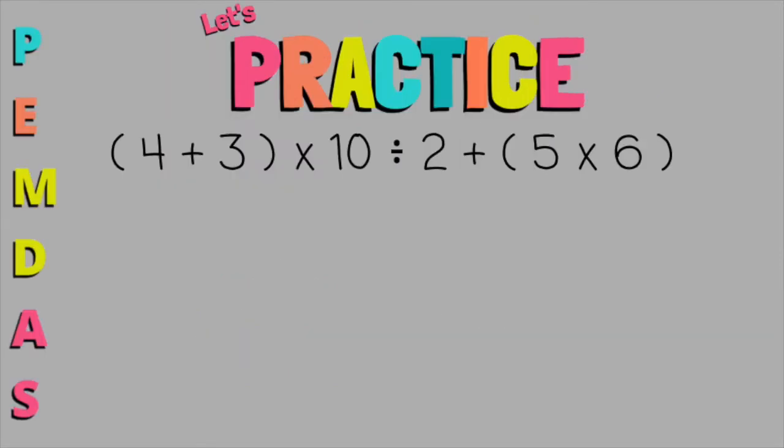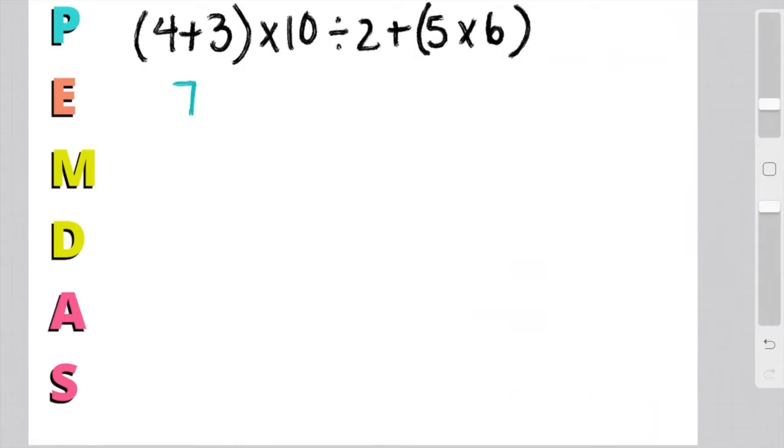Okay, so we have this one to practice. I've written that up there: 4 plus 3 in parentheses times 10 divided by 2 plus parentheses 5 times 6. So we'll start with the parentheses. 4 plus 3 is 7, 5 times 6 is 30. Then we can cross off the P and carry everything else down.